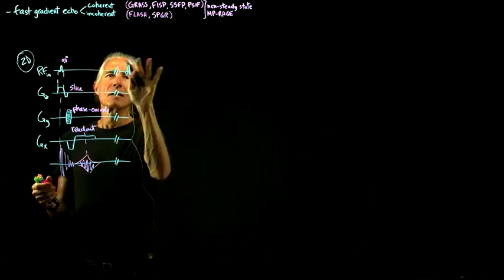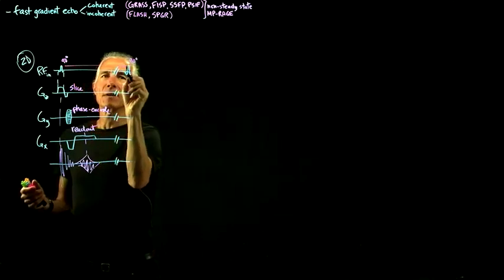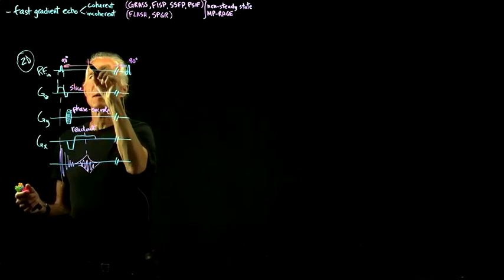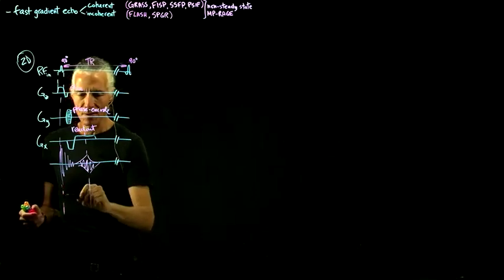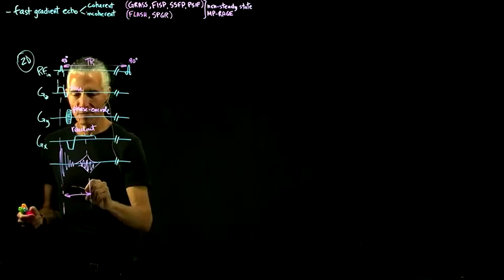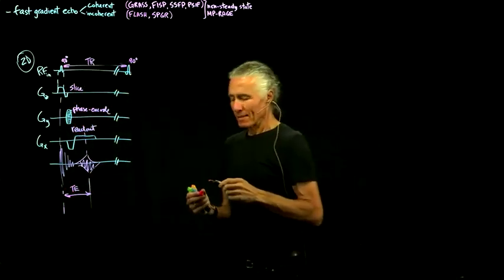So you might want to do this if there's some sort of quantitative reason that you're wanting to do this, or you just want to get a signal that's sort of not contaminated by other stuff. So that's the slow gradient echo.